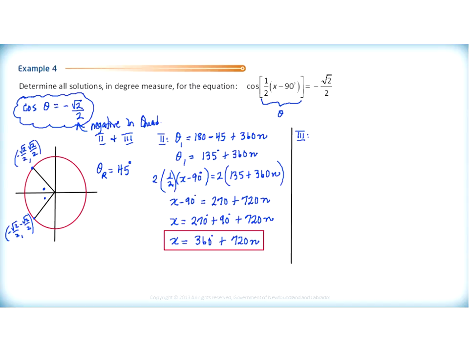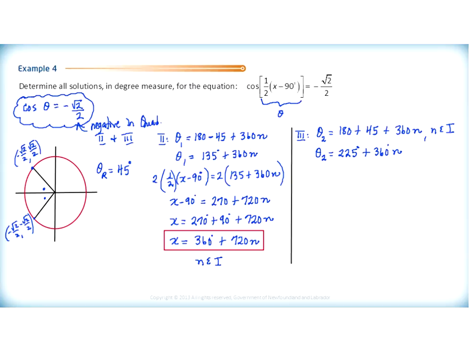Similarly, in quadrant 3, the second value for theta can be determined by taking 180 degrees and adding the related reference angle of 45 degrees. And to get back there again, we add or subtract multiples of 360. And in each of these cases, the value of n belongs to the set of integers. So then the second value of theta is equal to 225 degrees plus 360 degrees times n.